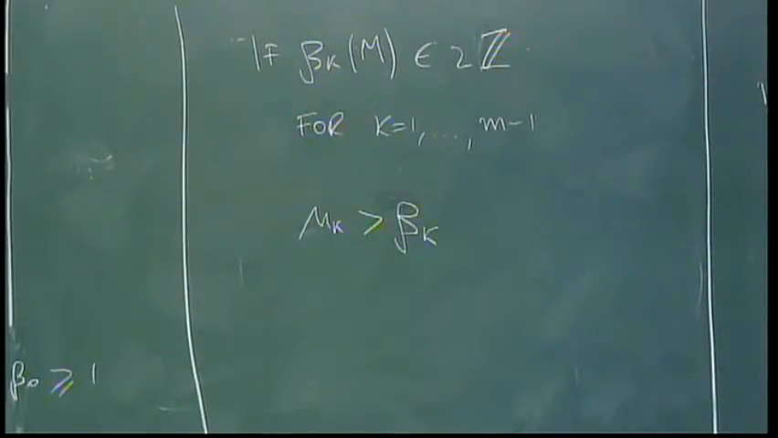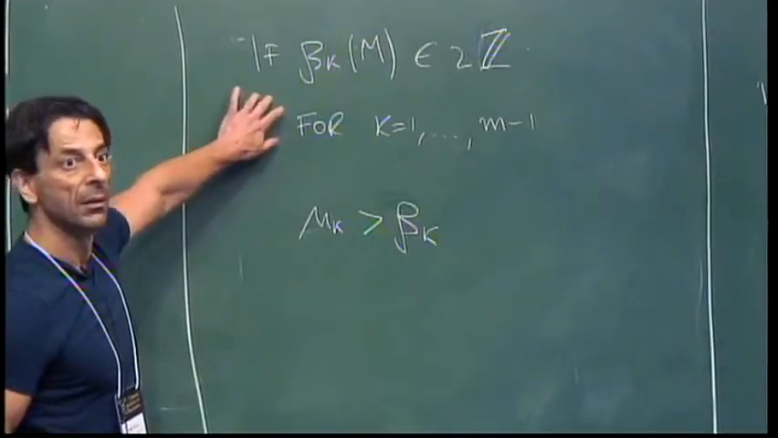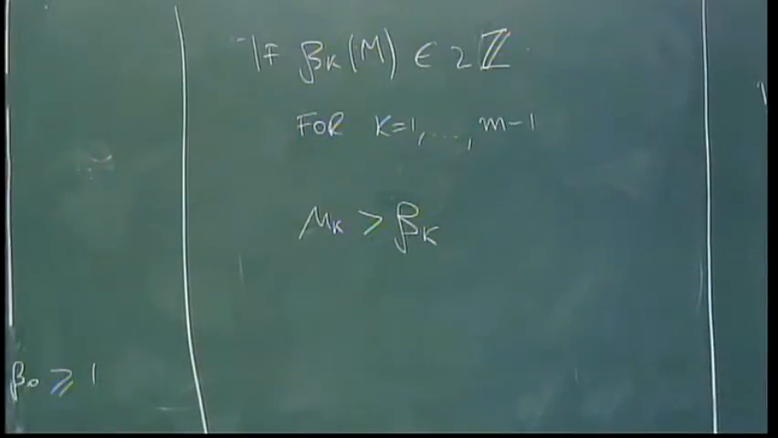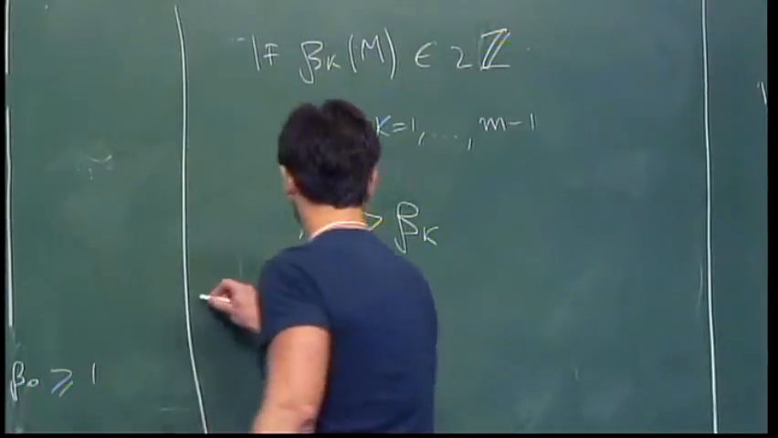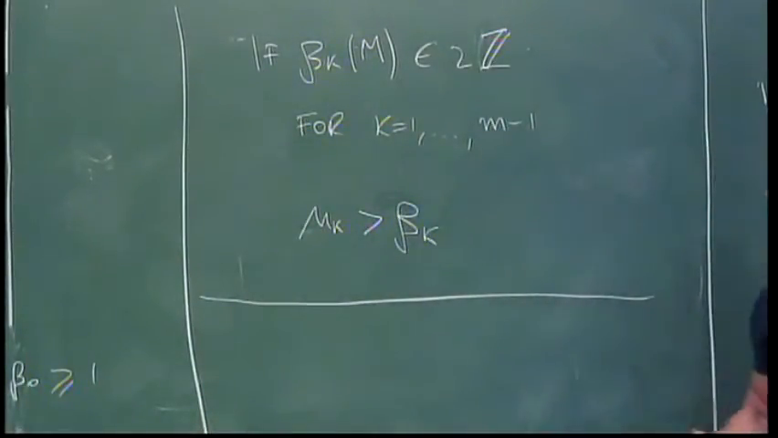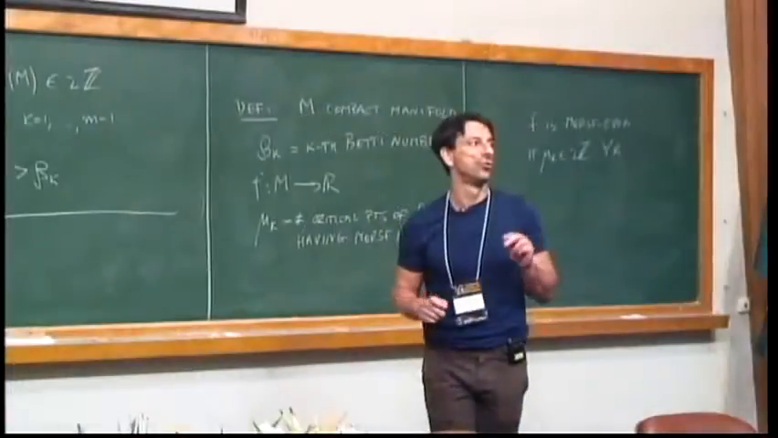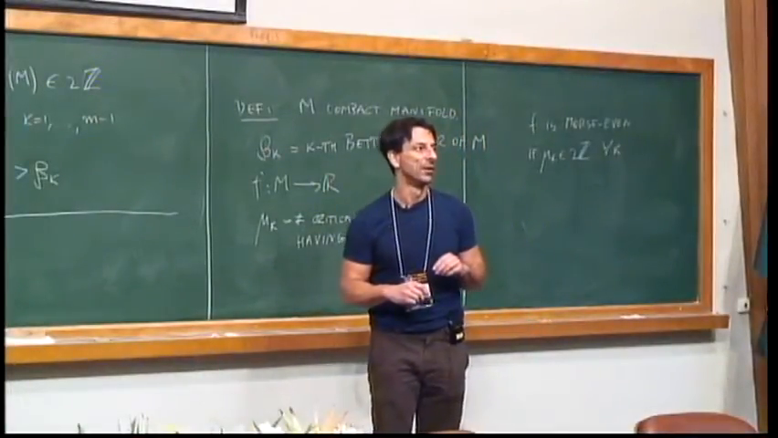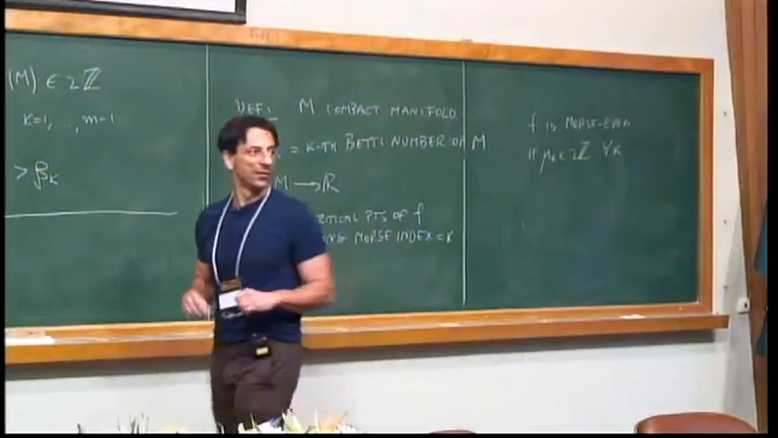How many manifolds do we know that satisfy this condition here? In dimension 2, if you take M, a compact manifold of dimension 2, every orientable surface satisfies this condition, because an orientable surface of genus G has beta 1, which is equal to 2 minus 2G, which is an even number. So in dimension 2, this theorem is very good.